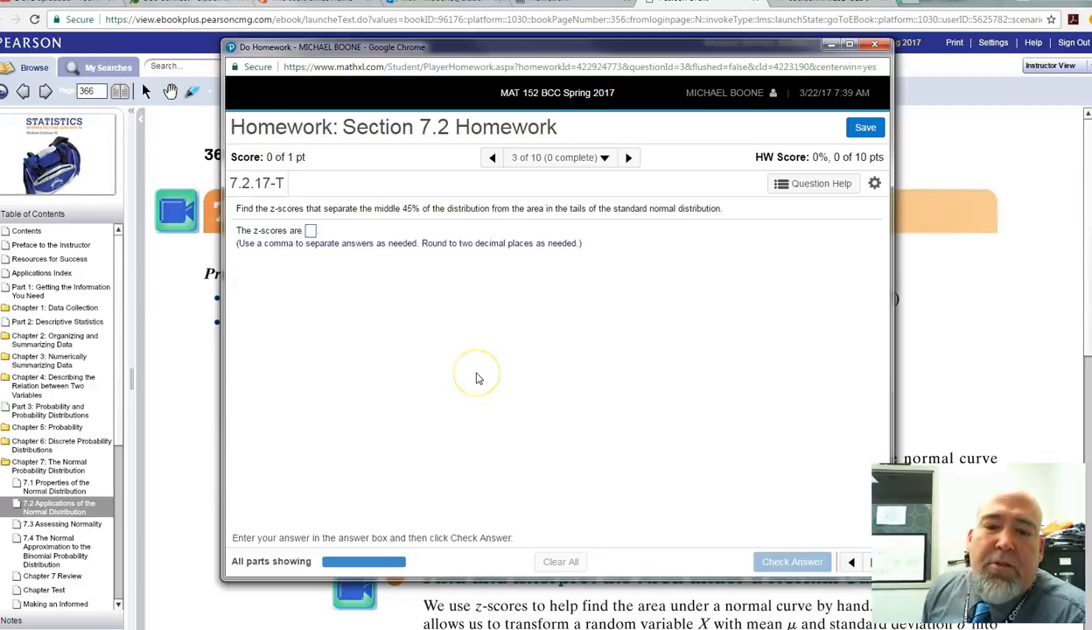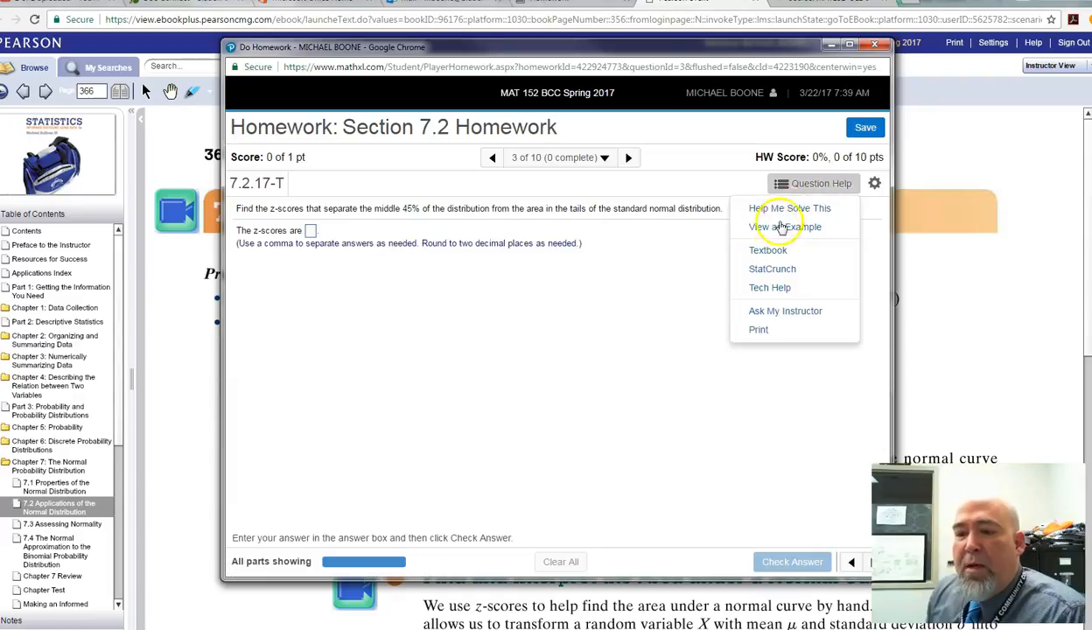All right, in section 2, we get to talk about, again, that normal distribution curve. We're dealing with finding areas underneath the curve. We're going to talk more about z-scores. We did that in a previous chapter as well. But this one says find the z-scores that separate the middle 45% of the distribution from the area in the tails of the standard normal distribution.